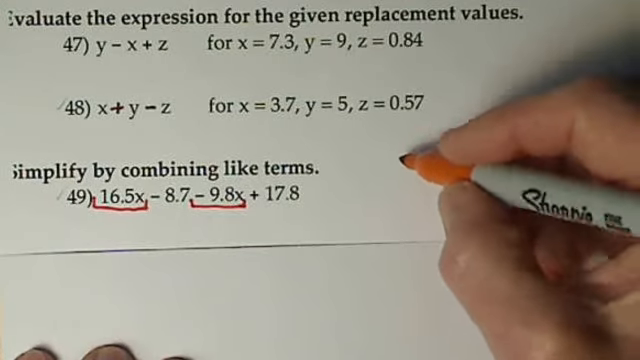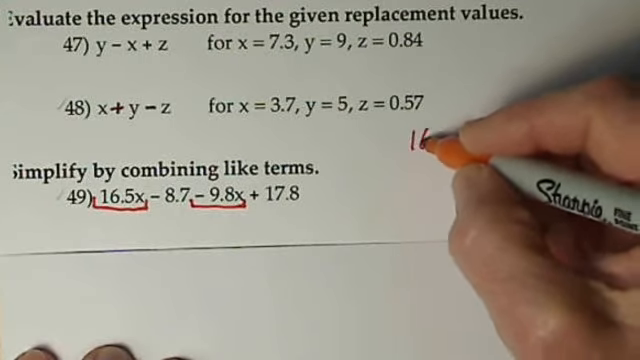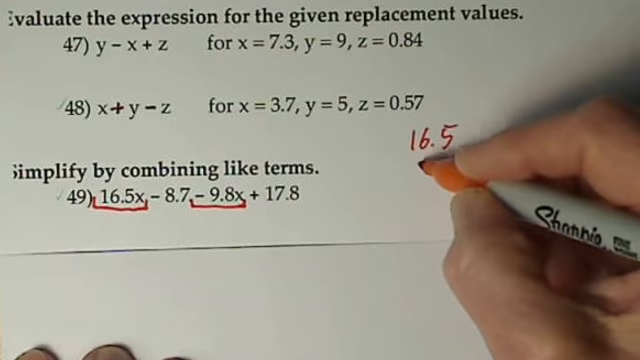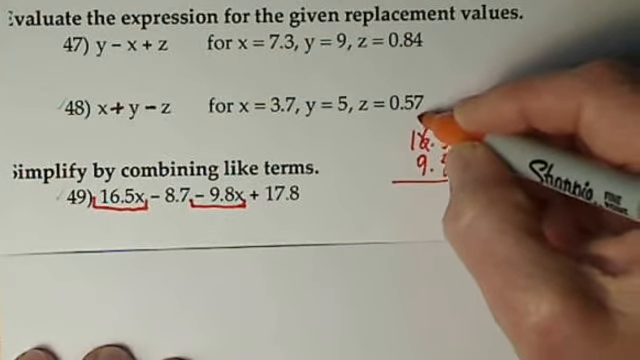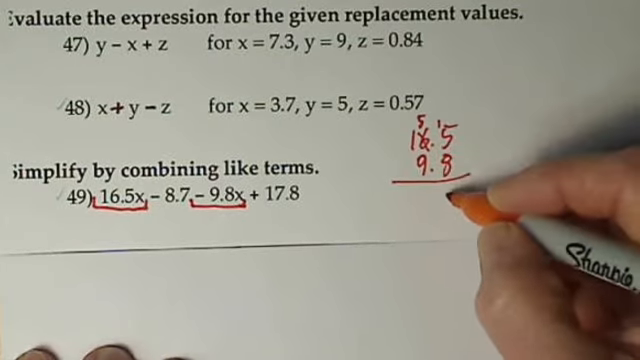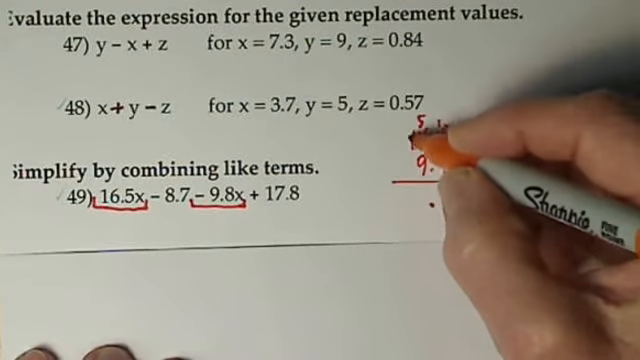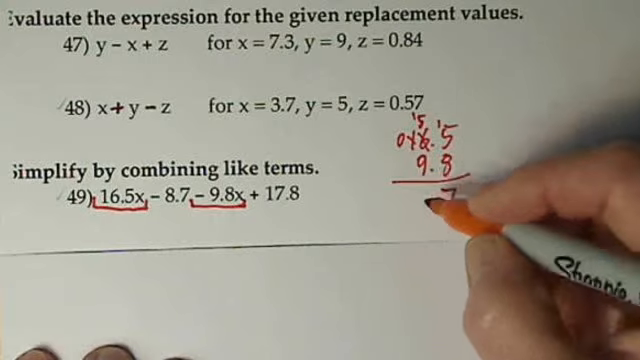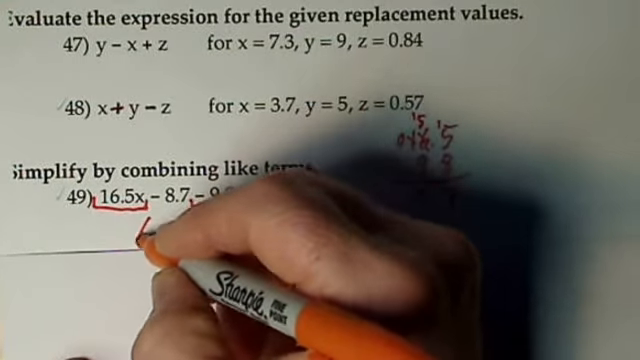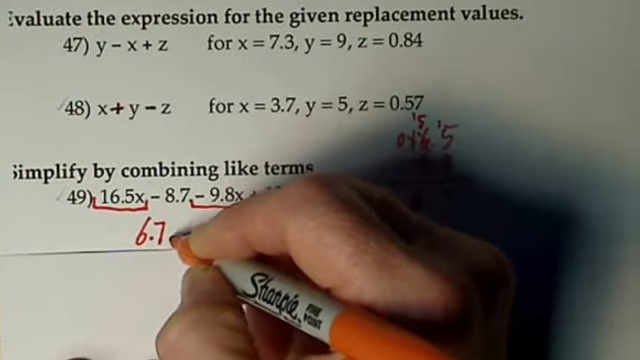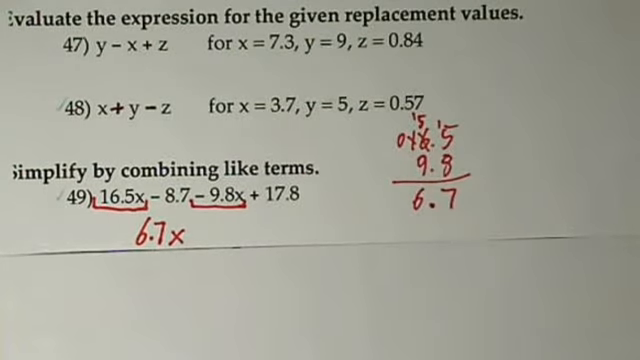So what do we have? 16.5, 9.8. So we get 6.7. And the x just comes along for the ride. Okay, so that's our variable term.